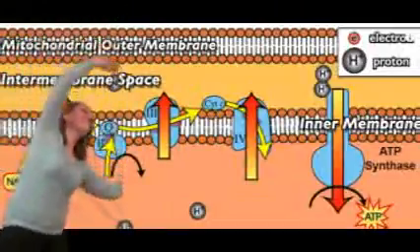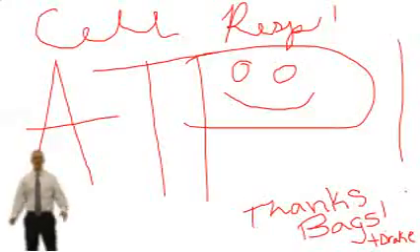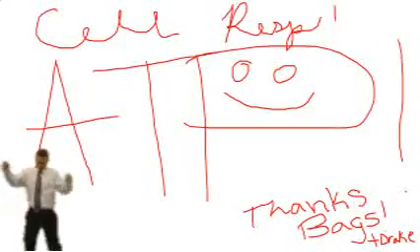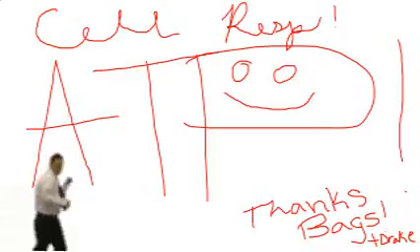H plus enters ATP synthase. Proton motive force allows ADP and phosphate to make ATP. Electrons must exit the ETC.